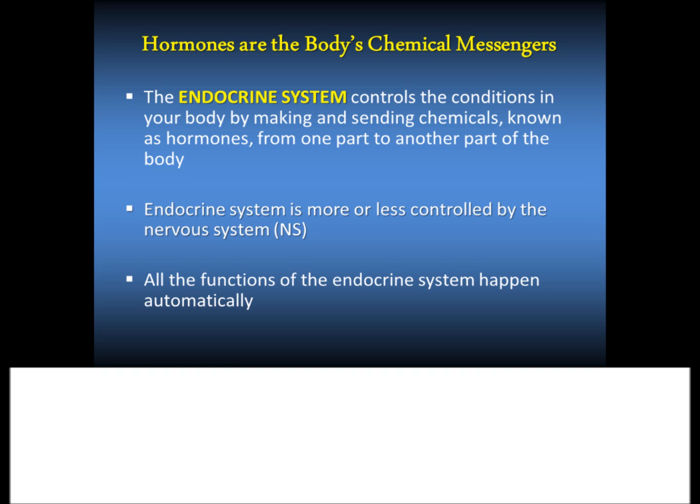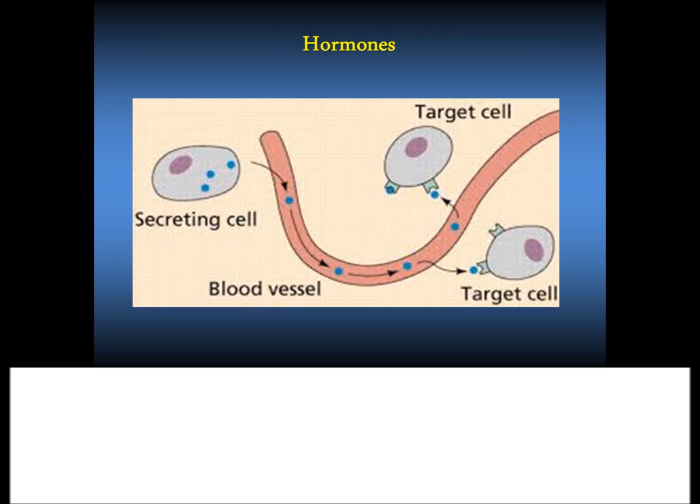So the endocrine system is more or less controlled by the nervous system. So that includes your central nervous system. All the functions of the endocrine system happen automatically. So we do not have control over the endocrine system and when we can release and stop releasing hormones.